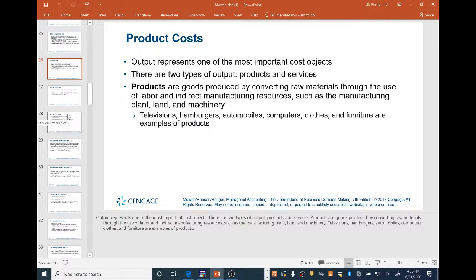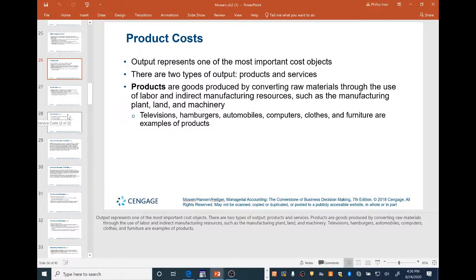So product costs. Output represents one of the most important cost objects. There are two types of output: products and services, right? So products and services is what a company is going to output, because you're in business to provide a service or provide a good. It's usually one of the two.